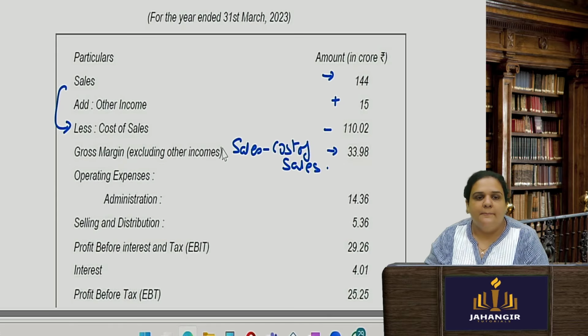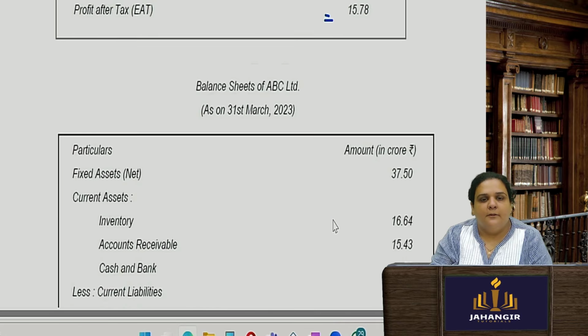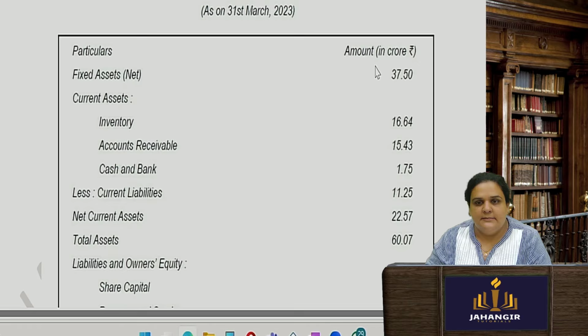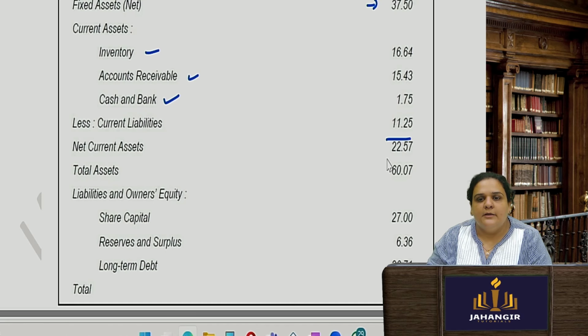Other income is going in the P&L item. It is in gross profit, then you add this other income. In operating expenses, you have administration, selling and distribution. You get profit before interest and tax. Minus interest, you get profit before tax. Then you have provision for tax, profit after tax. In case of balance sheet, we have fixed assets 37.5. In current assets, inventory, receivable, cash at bank. Current liability is 11.25. So your net current assets is 22.57. Okay. Total assets will be 60.07.